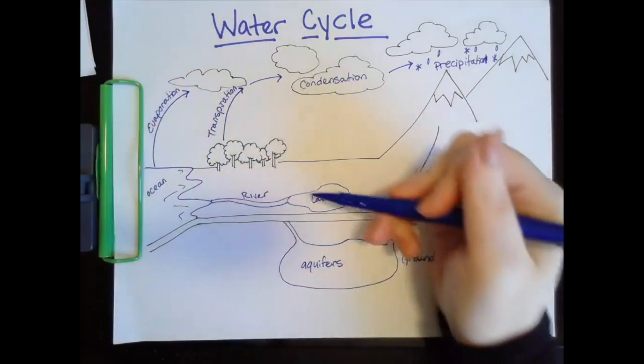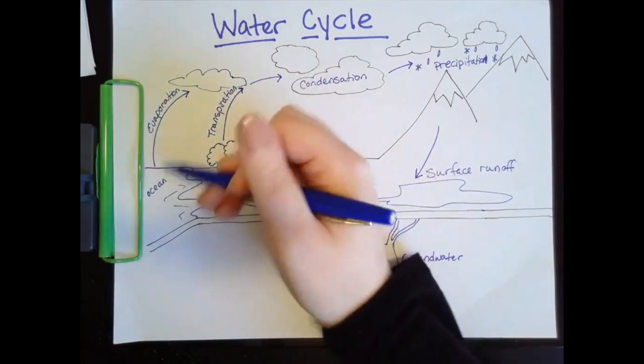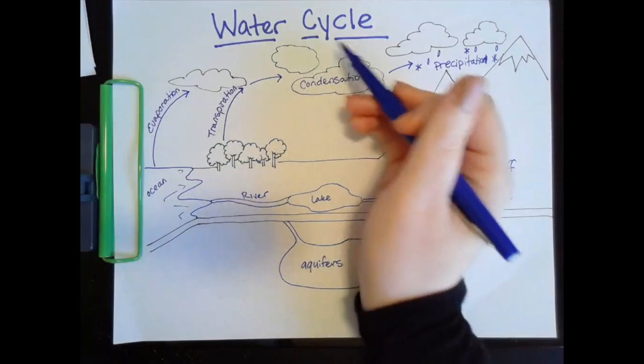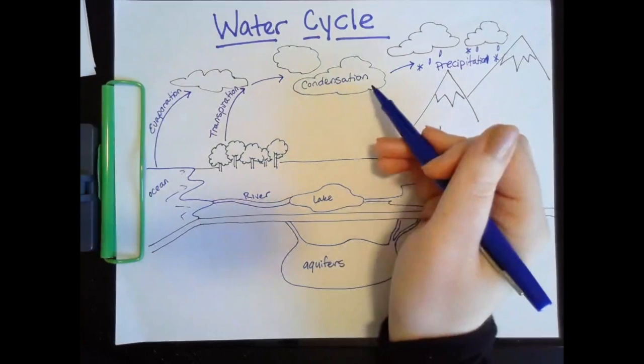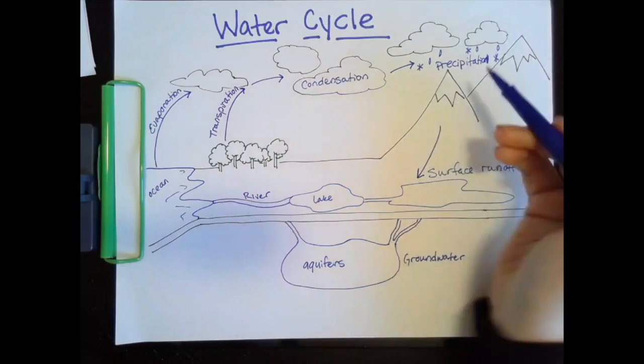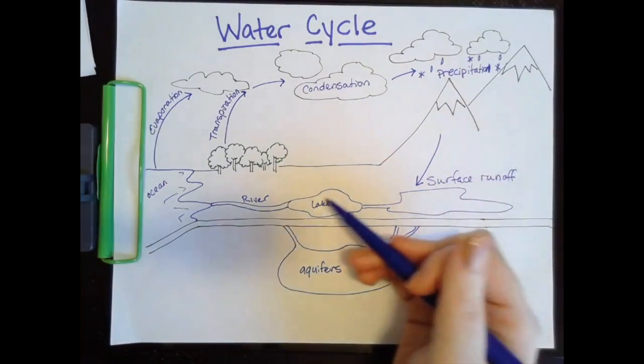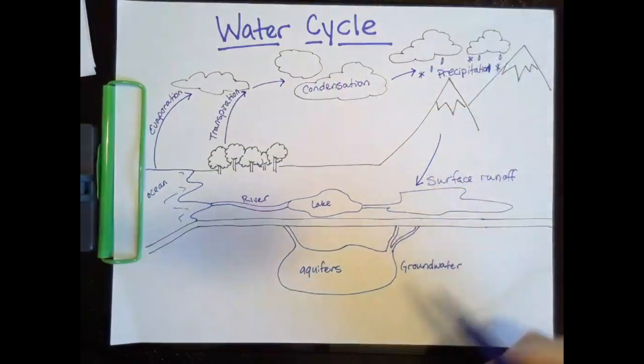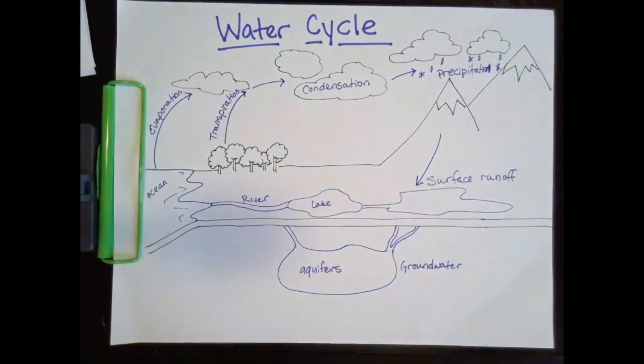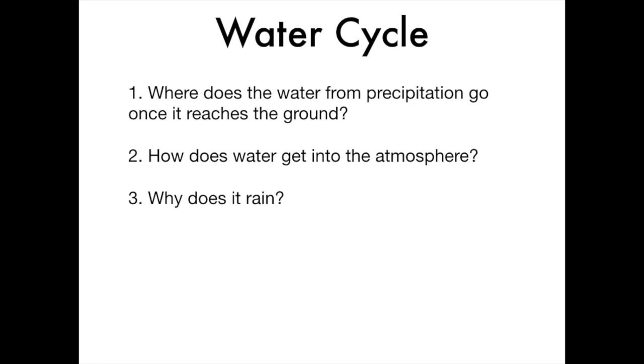It evaporates from the oceans or from the lakes and rivers. It goes up into the atmosphere. It condenses into clouds, and then it precipitates back to the ground, runs back into the water, does the whole cycle over again. This one's pretty straightforward. Just 3 questions about the water cycle to add to your notes based on what you just watched and heard.